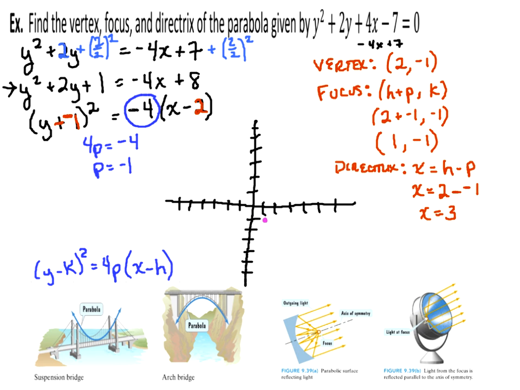Okay. So my focus is 1, -1 right here. My directrix is x equals 3. And let me get a different color for the vertex. The vertex is 2, -1, which should make sense since it's got to lie directly between the focus and the directrix.